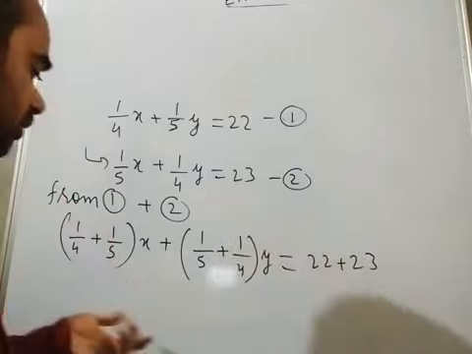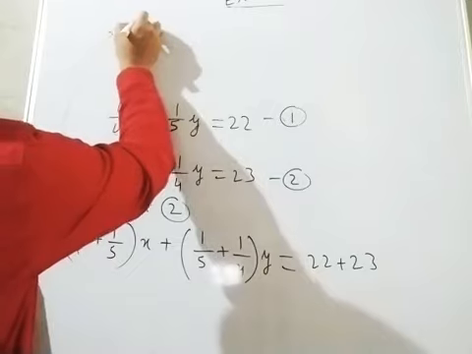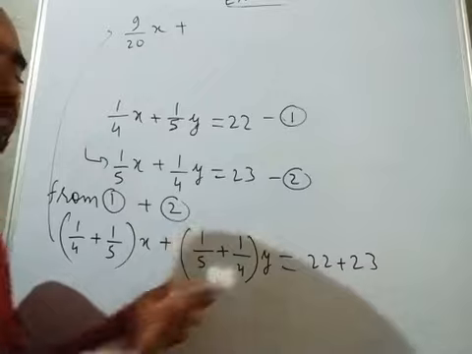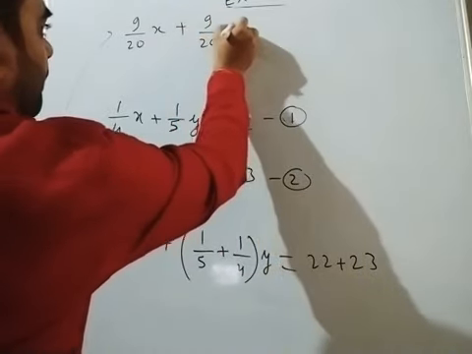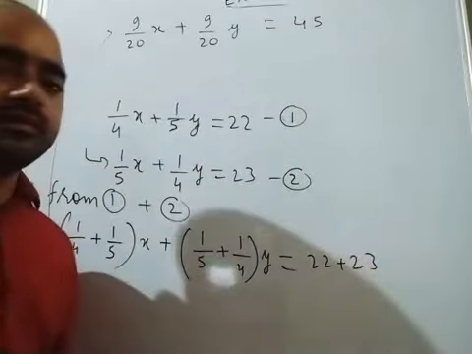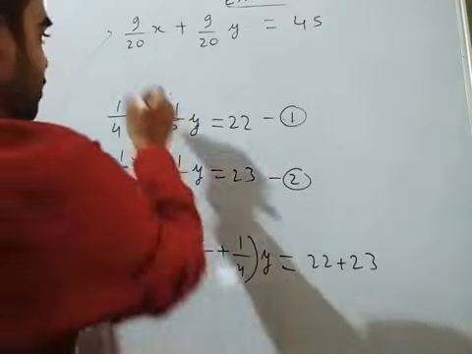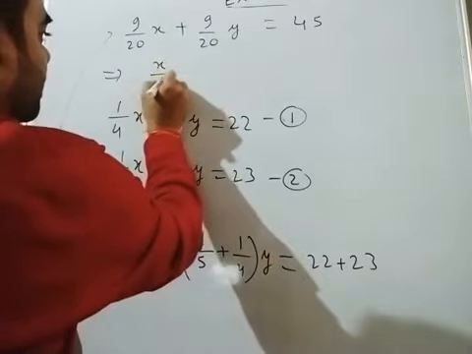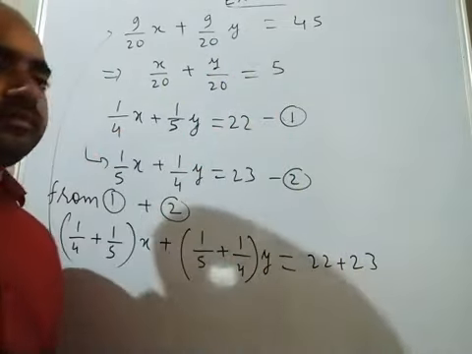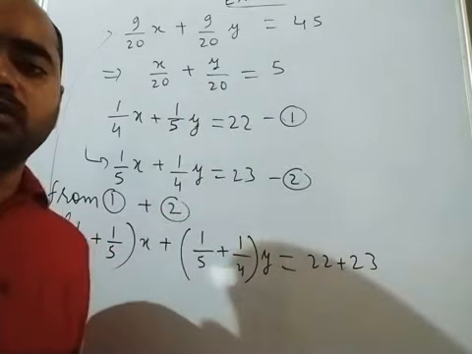Clear? Now 1 upon 4 plus 1 upon 5 is 9 upon 20x, plus this will also become 9 upon 20y is equal to 45. Correct? Now throughout 9 is common, therefore this will become x by 20 plus y by 20 is equal to 5. Clear? x by 20 plus y by 20 is equal to 5.